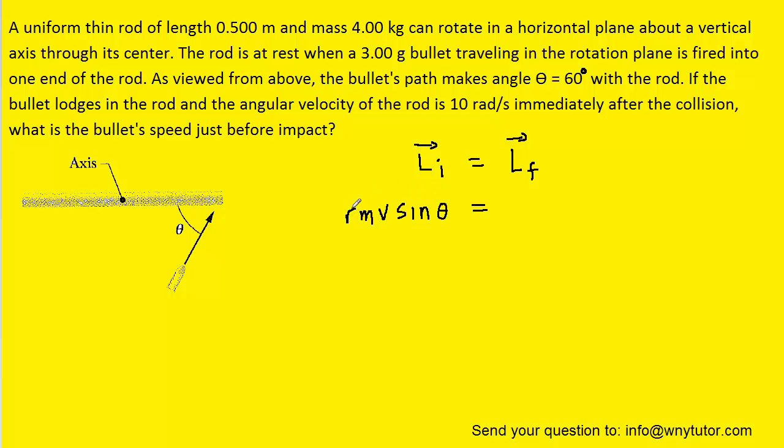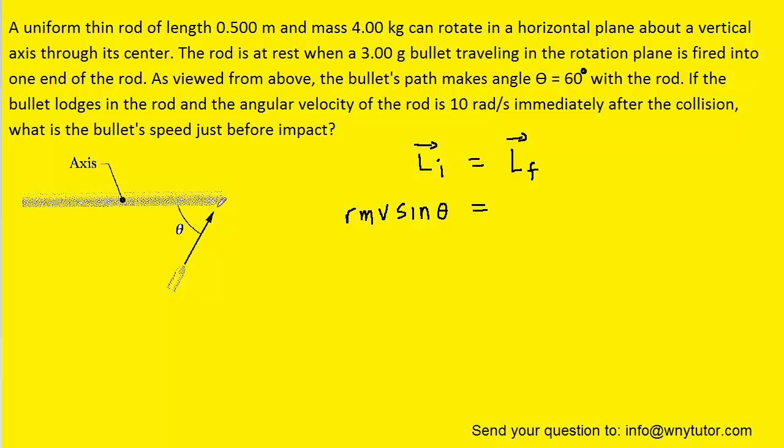In this expression, we have r, which is the position vector of the bullet with respect to the axis of rotation. We'll talk about that more in just a second. m would be the mass of the bullet, v would be its speed, and theta is going to be the angle between the velocity vector and that position vector.